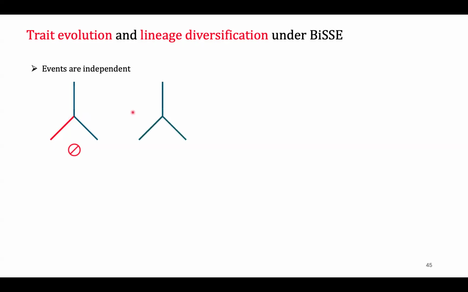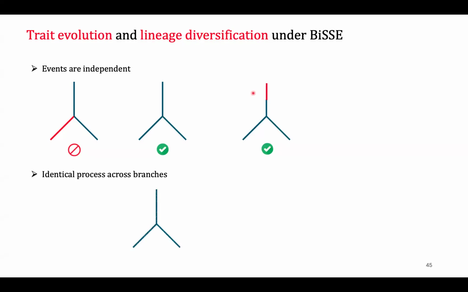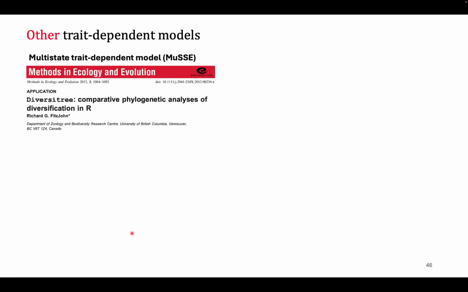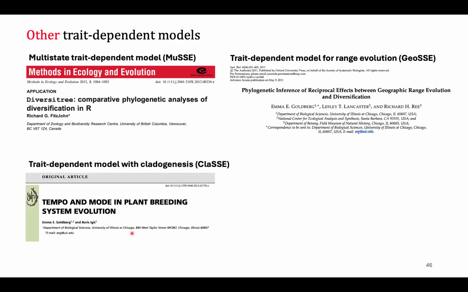But you can have something that looks like this, where you just have a speciation event without any state transitions, or you maybe have a state transition first and then followed by a speciation event. And then you have identical processes across branches. What it means is that if you assign this distribution on your left daughter species, you also assign the same process for your right daughter species. So they evolve according to the same process, but independent of one another. These are some other trait-dependent models that people have considered.